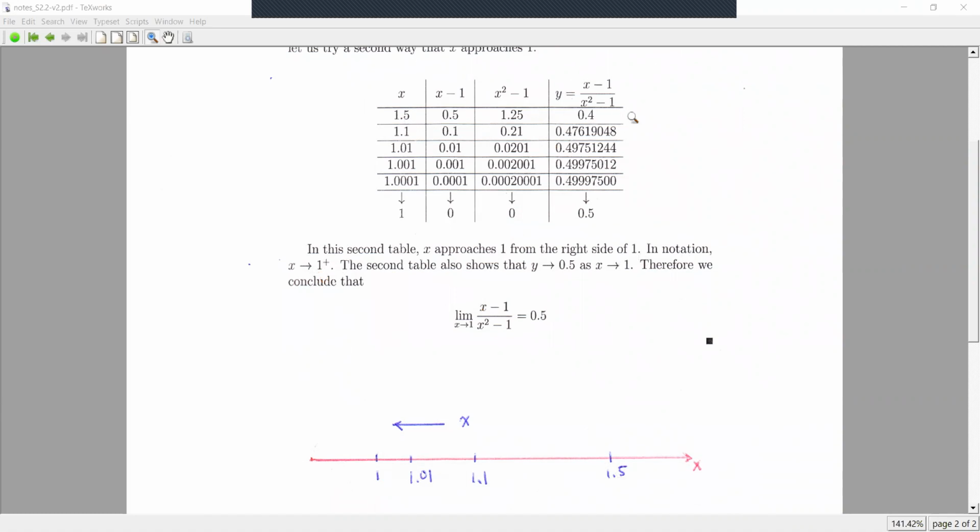The last column of the table also shows that the value of the dependent variable y, or the value of the function, still approaches the same number, 0.5. So from the first table and the second table together, we tend to conclude that the limit of the function as x approaches 1, no matter how x approaches 1, the function approaches the same number, 0.5. So the limit is 0.5.